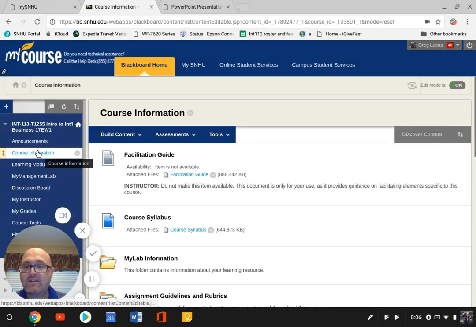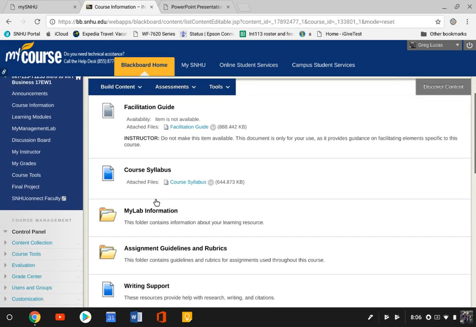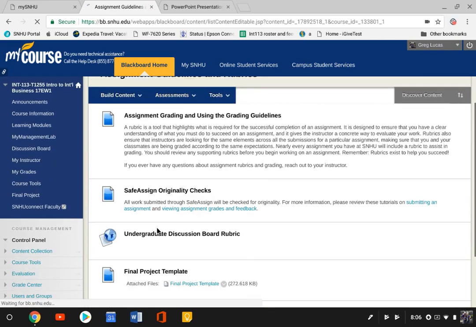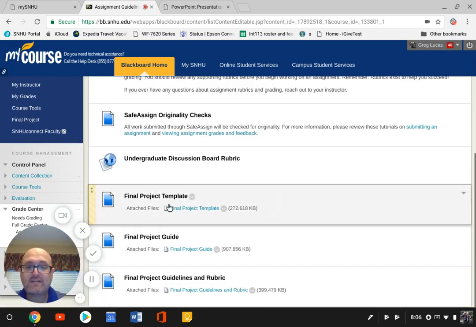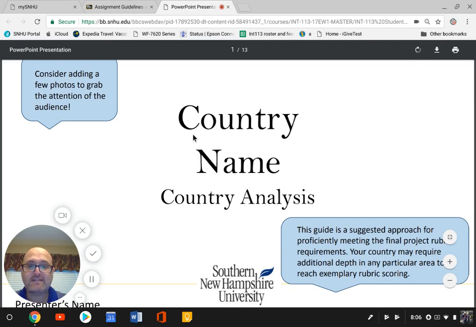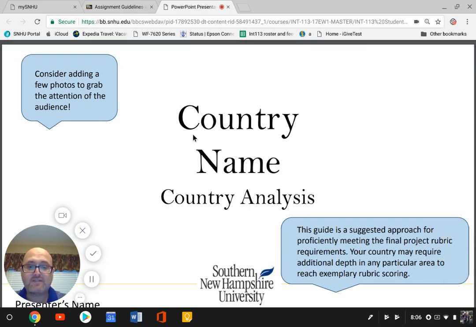All this information could be found on the course information tab, assignment guidelines and rubrics. The final project template is the blank one. Today we're going to go over the final project guide. So like I said, the first checkpoint comprises of 6 slides. The slides are built on information that you've researched and presented inside the discussion boards.